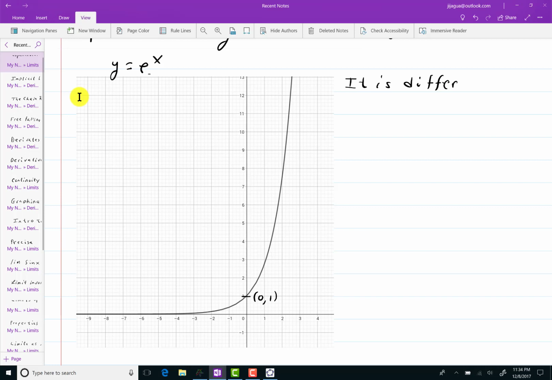We already know it's differentiable. In fact, it's differentiable for any real number. The derivative of e to the x is e to the x. It's perhaps the best function to take the derivative of of any function there is.